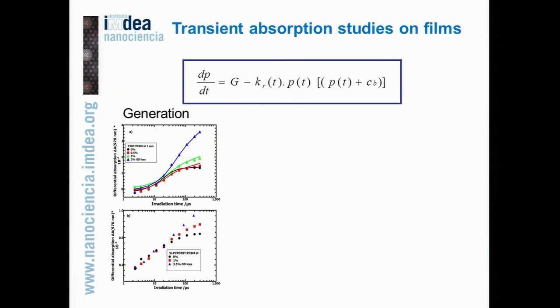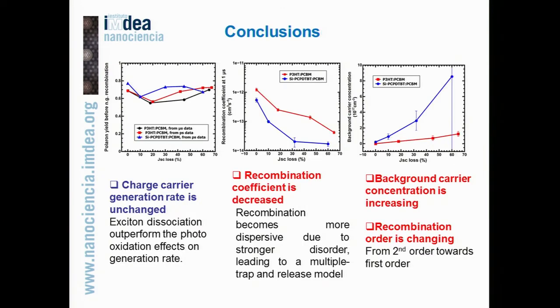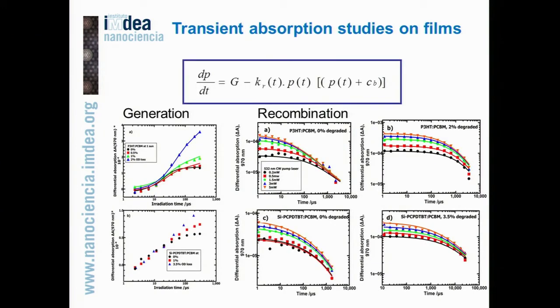If you look at the recombination part, the first column is for the pristine polymers, and the second column is for the degraded polymers. You can see that in the first column the decay is quite fast, and in the second column it is slow. This clearly says that something happened to their mobility. So we conclude that upon degradation the mobility is getting slower, so that we are getting less current.